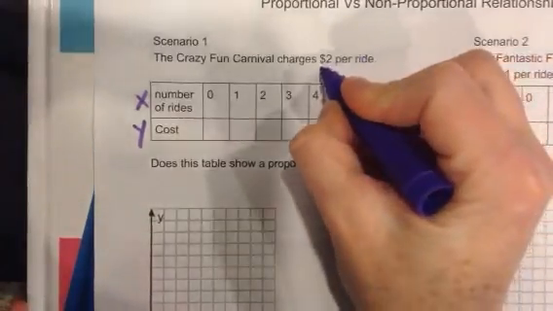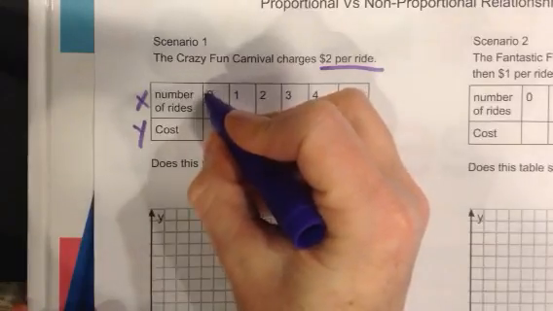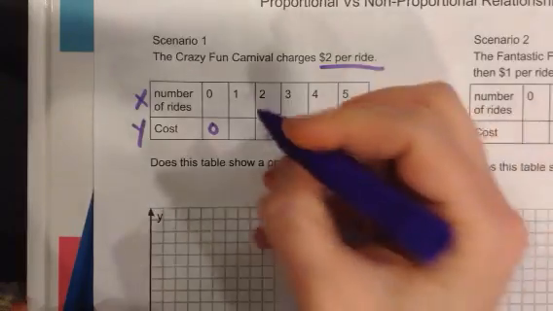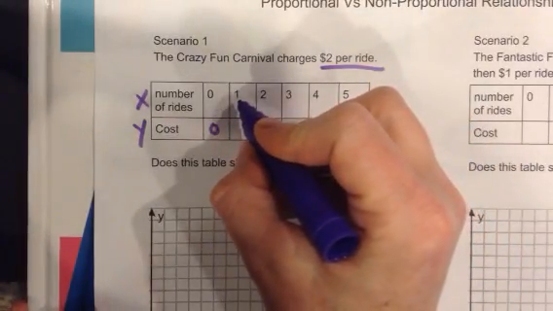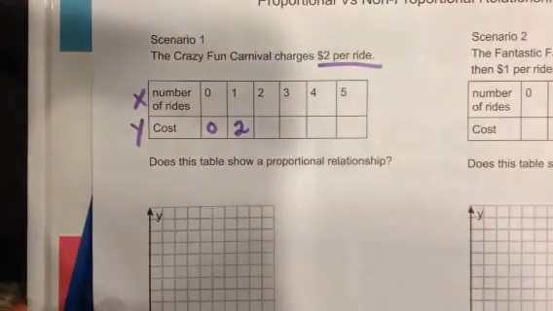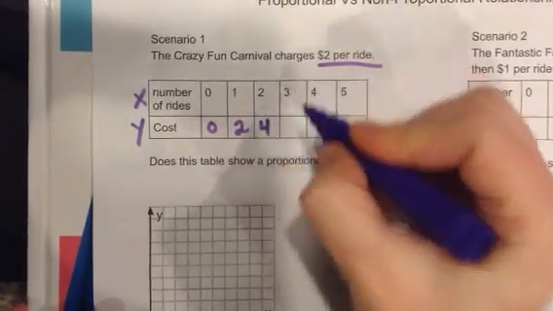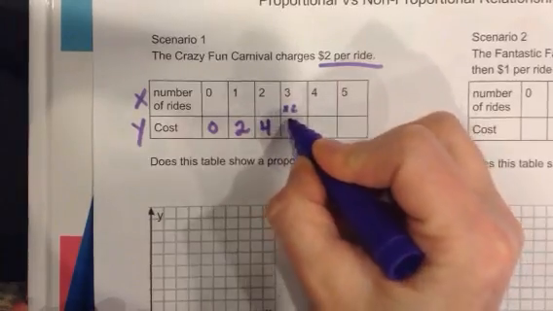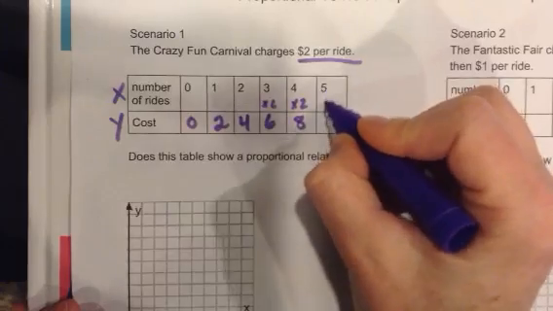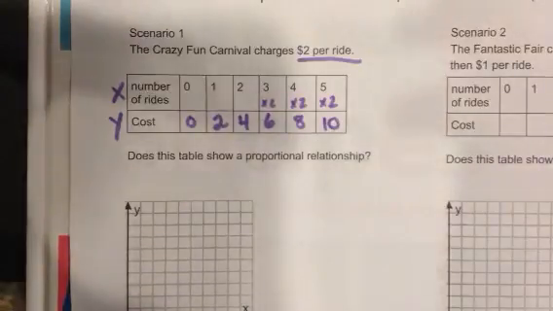Since I know that it's $2 per ride at this carnival, if the number of rides is 0, it's going to cost $0. But if I'm going to ride just one ride, since it's $2 per ride, that one ride would cost $2. 2 rides would be 4. 3 rides, I'm just multiplying by 2 to get 6. 4 rides times 2, $8. 5 rides times $2 each would give me 10.